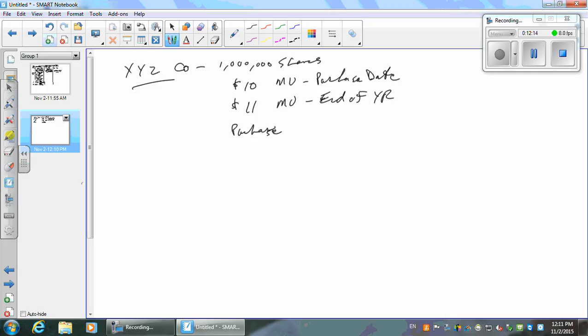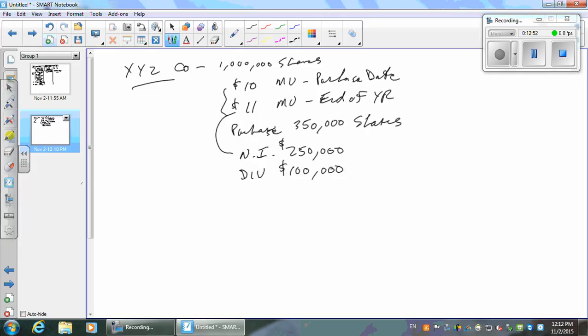We purchase 350,000 shares. Okay? And they report, so at the end of the year it's $11 market value, and they report net income of, what did I have before, 100,000? No, it's 250, wasn't it? Last example, same one, 250, and then they pay a dividend at the end of the year of 100,000. Here we go. Do you want to use the same example as last time? That's pretty close.